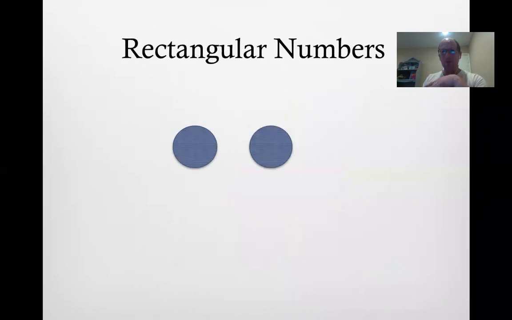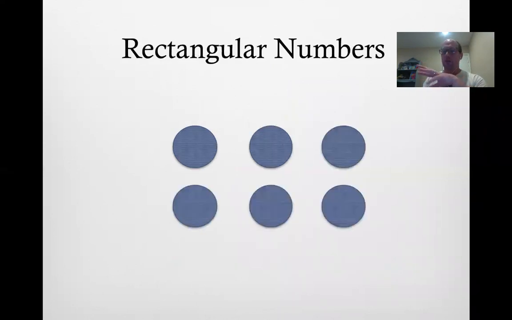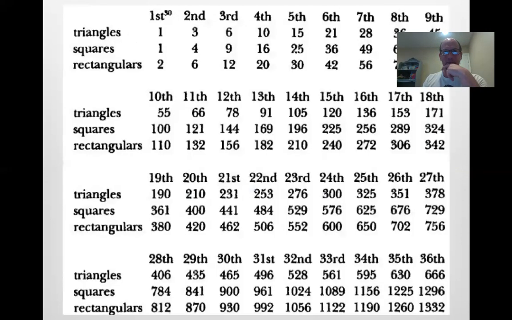Rectangular, first is 2, second is 6, third is... oh, I don't give you that, sorry. It's the number times the number plus 1. Okay, that's your formula. Now, all 3 of these types of numbers show up in Revelation. Okay, there you go. There's that whole chart, that beautiful, beautiful chart. I expect you to memorize this for when we talk about it on Thursday. Good.